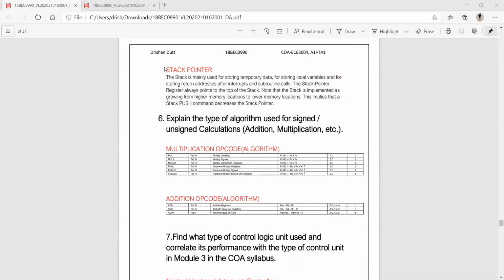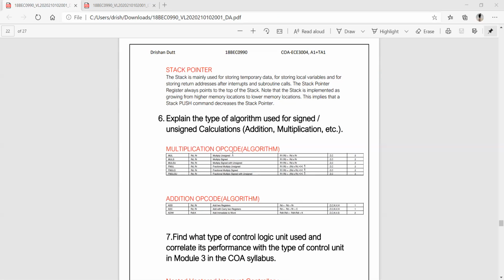We also have a stack pointer. The stack pointer is, as you know, basically used to store the stack. There is a separate area that we can decide in a particular memory, and we can call it the stack. The memory can be used to store programs and data. Note that the stack is implemented as growing from higher memory locations to lower memory locations. This implies that a stack push command decreases the stack pointer.